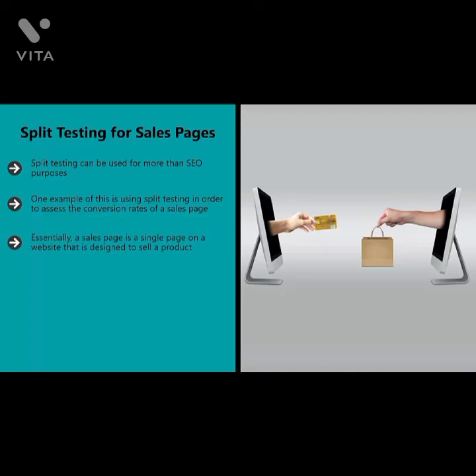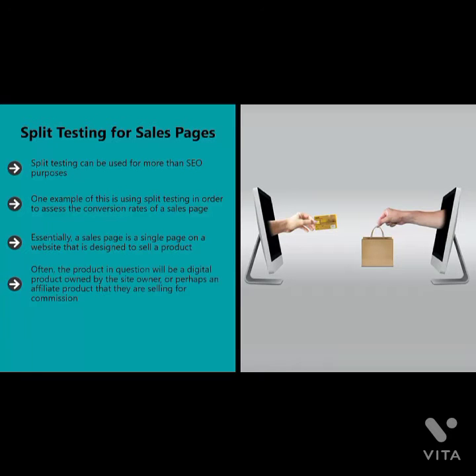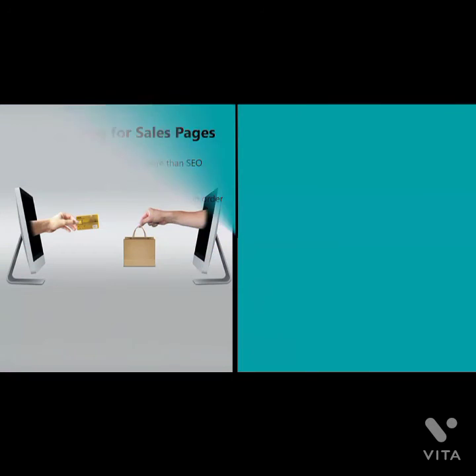Essentially, a sales page is a single page on a website that is designed to sell a product. Normally, this works by providing a whole lot of text, often in a vertical pillar, that explains the virtues of the product and that slowly reels the reader in until they are overcome with the urge to click buy. Often, the product in question will be a digital product owned by the site owner, or perhaps an affiliate product that they are selling for commission. Either way, this creates an extremely simple business model: find or create the product, create a website selling the product, then send people to your page by directing traffic that way.